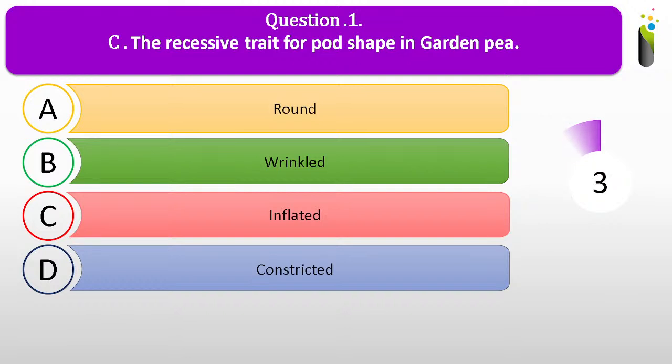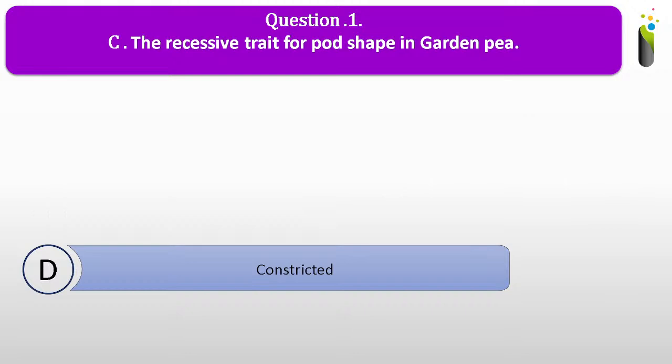So the correct answer for question number 1C is D, constricted. Now Kanak, it is not B but it is D, that is constricted. Round and wrinkled is the shape of the seeds, and what you've been asked is the shape of the pod. So there are two shapes in the pod. Either it is inflated or it is constricted. In this, inflated is dominant and constricted is recessive. So your answer is D. I hope Kanak you understood this.